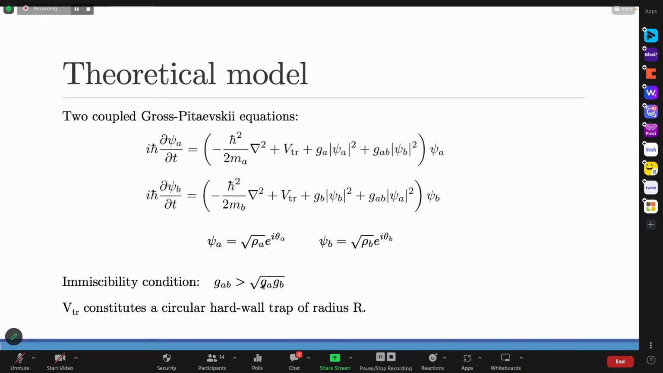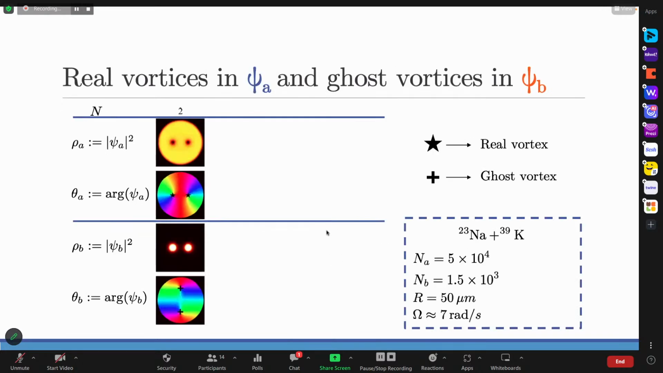And also for the sake of simplicity, we assume that V trap is a circular hard-wall trap of radius R. And nowadays this can be obtained by means of digital micromirror devices. So we have a hard-wall circular container, and we are in the immiscible regime. And for convenience, we use the hydrodynamic notation. So we define rho A and theta A as the density field and the phase field associated to Psi-A, and the same, of course, for Psi-B.